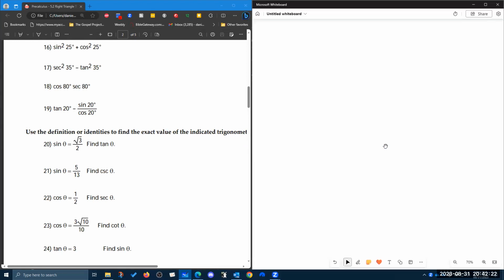Let's go ahead and look at number 24. Tan of theta is equal to 3. Find sine of theta. So let's go ahead here and say that if I find tangent squared, because I'm going to have to find a way to find cosine here since I don't know it.